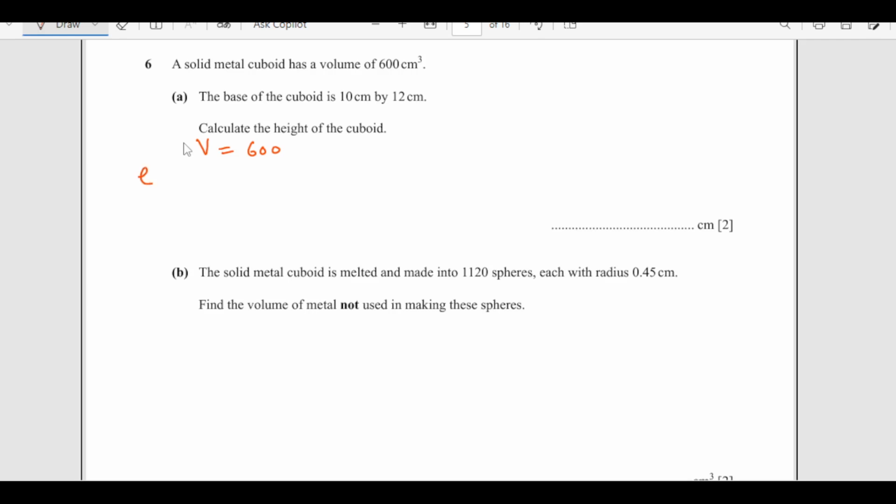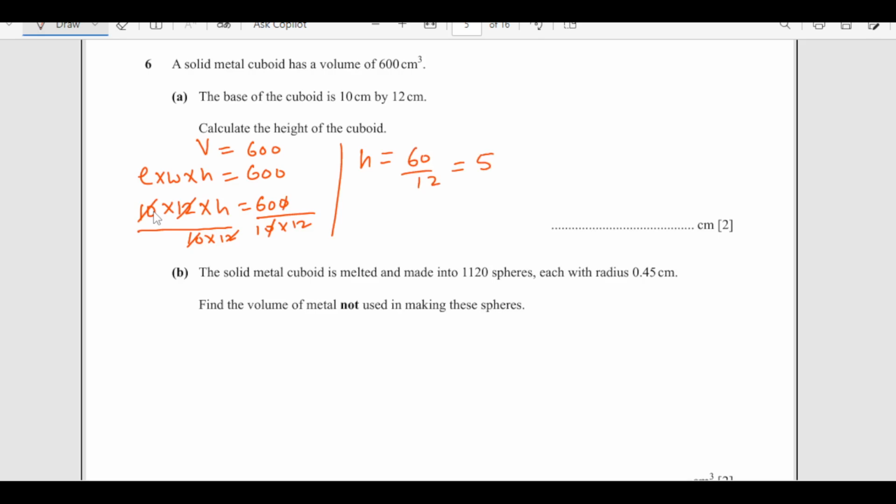And you know that the volume is length times width times height. So this is given to us 600. So length is given to us 10, width is 12, and height we are looking for, right? So divide by 10 times 12 and divide by 10 times 12 other side also. This is cancelled. So we have h is equal to, so just cancel this one. So this is 60 divided by 12, which is 5. So 5 centimeter is the height of the cuboid.